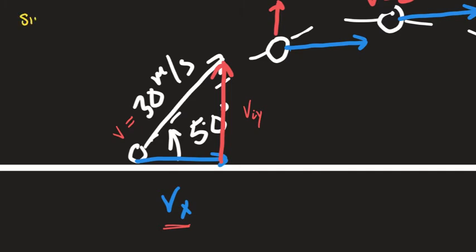And I'm going to say that sine theta is going to be equal to the opposite side, which is the initial y velocity, divided by the launch velocity. And this is the opposite side, this is the adjacent side. And I'm also going to say that cosine of theta is going to be equal to the horizontal velocity divided by the launch velocity.